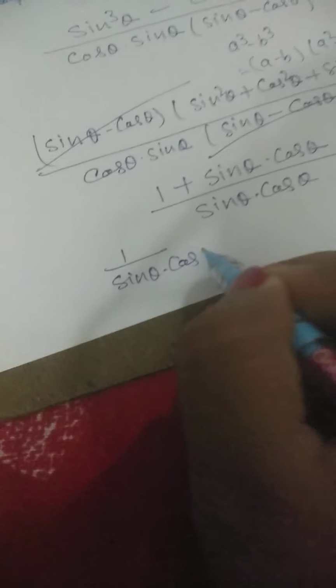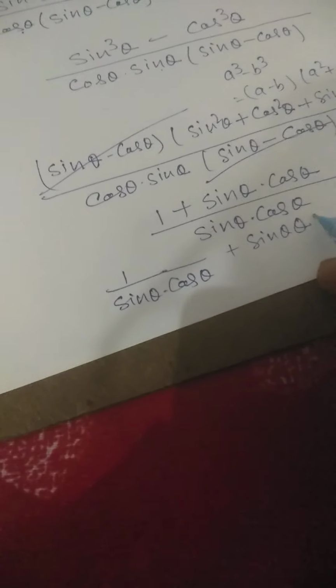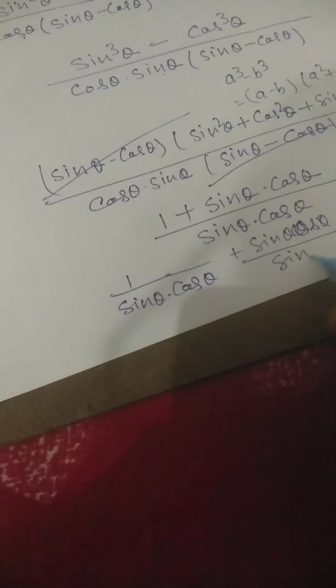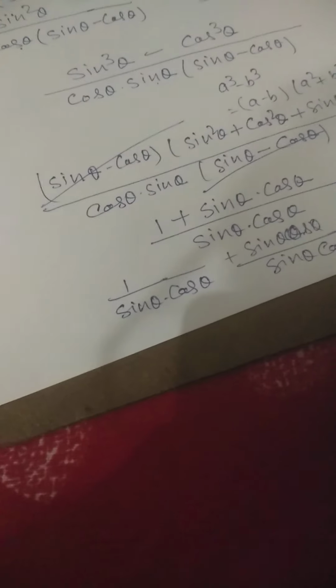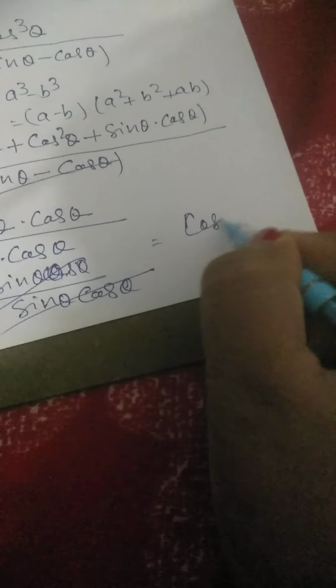You can solve like this, no? 1 upon sin theta into cos theta, and also here sin theta cos theta upon sin theta into cos theta. Both will be cancelled. 1 upon sin means cosec theta, and 1 upon cos means sec theta, so cosec theta into sec theta plus 1. This is your next question.